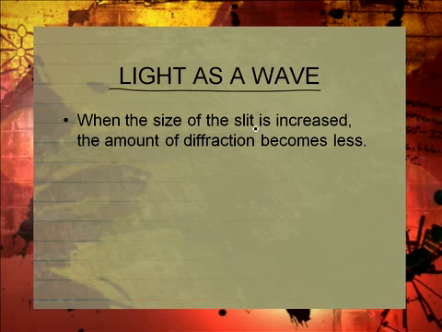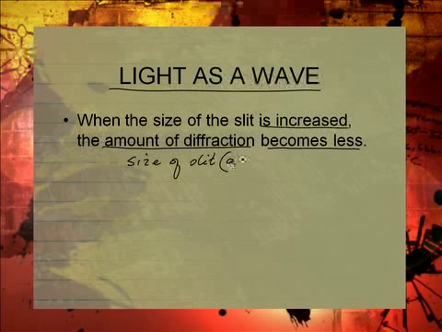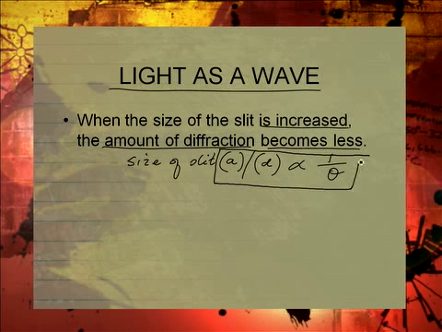When the size of the slit is increased, the amount of diffraction becomes less. So the size of the slit, which is usually given the symbol a or d, is inversely proportional to the amount of diffraction. Allow me to use an angle as the amount of diffraction, how much diffraction has occurred on that light. So the size of the slit is inversely proportional to the amount of diffraction.